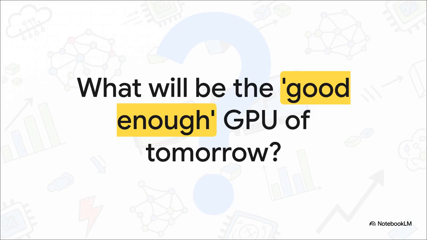But that leaves us with this kind of wild question to think about. AI models are getting bigger and more complex, like every single week. So what's the good enough GPU going to look like a year from now, or 2 years? Is today's top-tier card just tomorrow's baseline? Kind of makes you think, doesn't it?